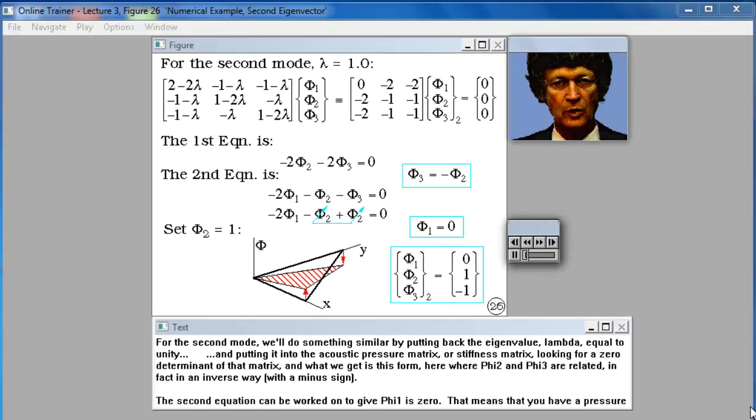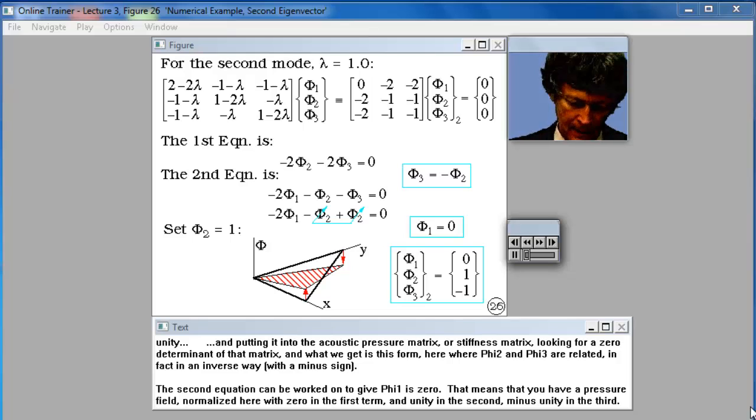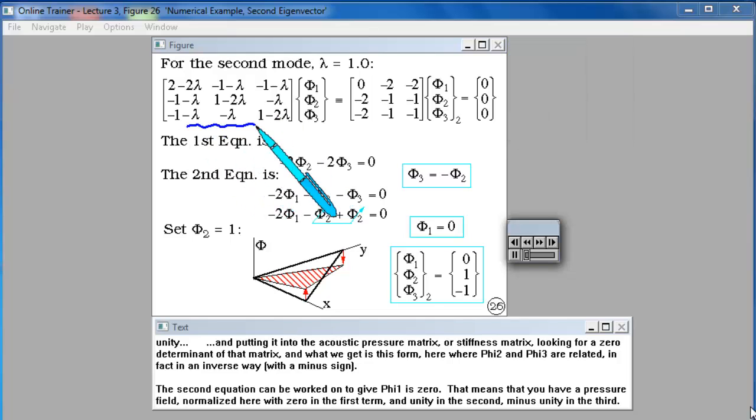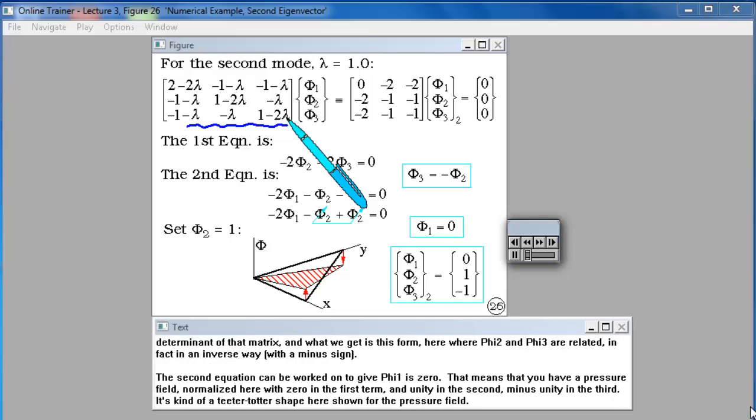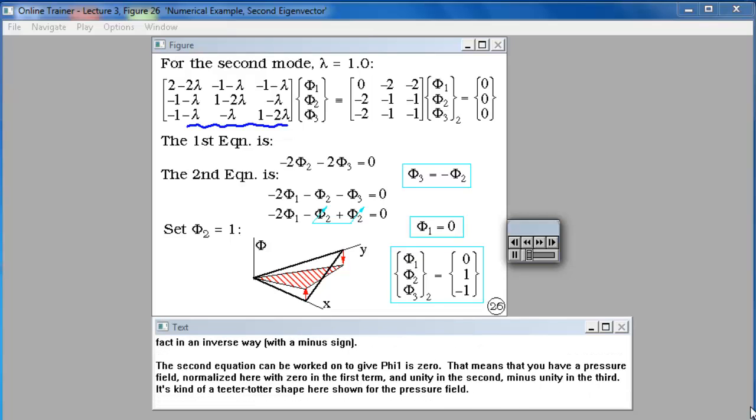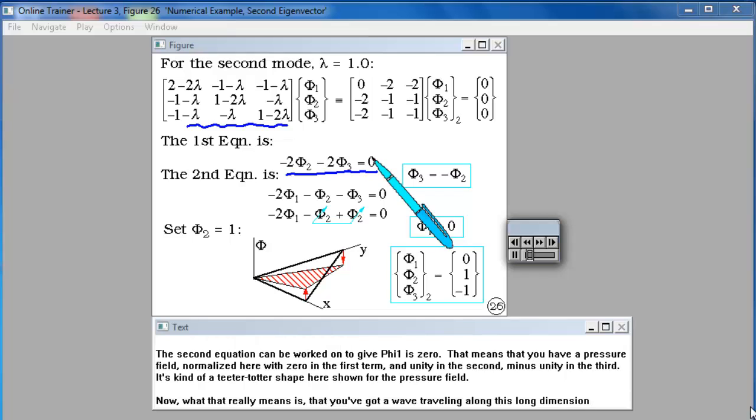For the second mode, we'll do something similar by putting back the eigenvalue lambda equal to unity and putting it into the acoustic pressure matrix or stiffness matrix, looking for a 0 determinant of that matrix. What we get is this form here where phi 2 and phi 3 are related, in fact in an inverse way with a minus sign.